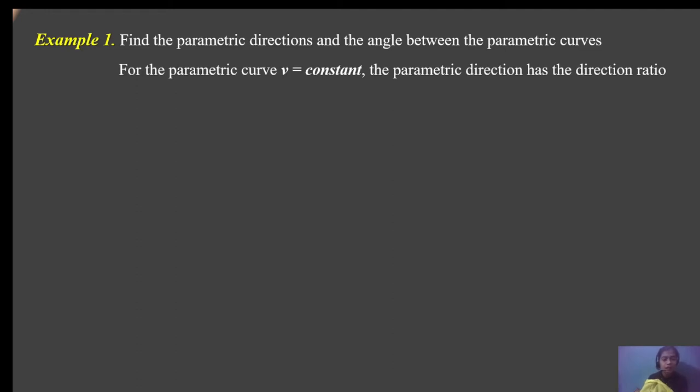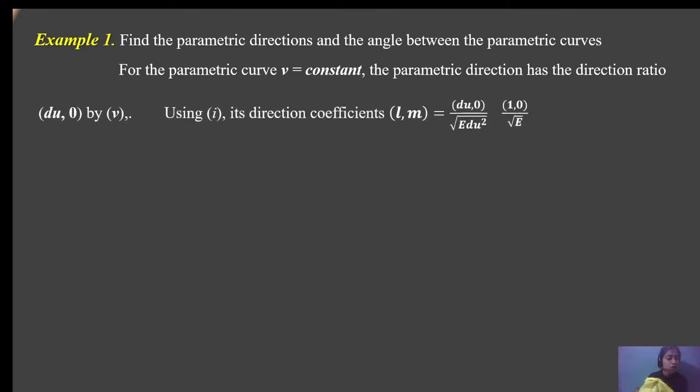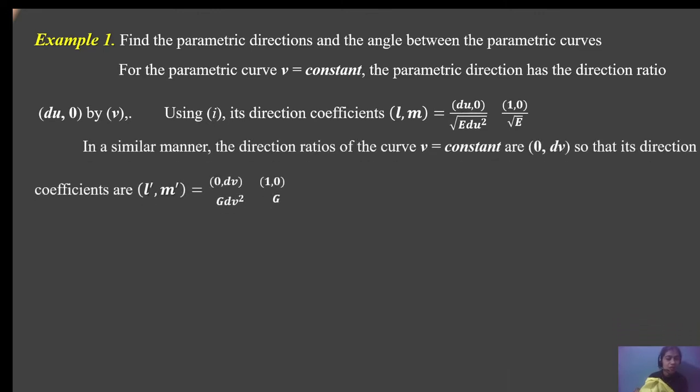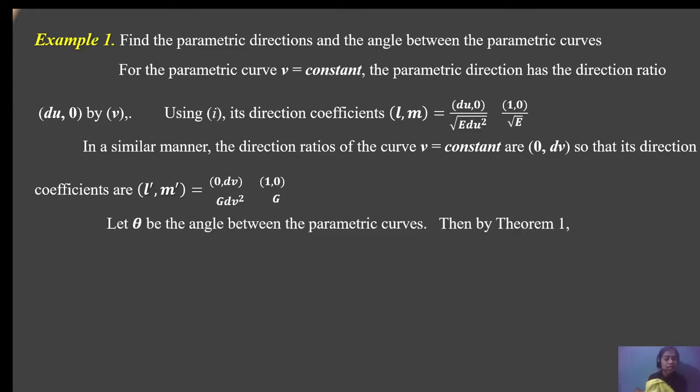For the parametric curves, v equals a constant, and the parametric direction has the direction ratio du, 0, using its direction coefficient in this form. Okay, l, m equals du, 0 over square root of E du square, because both of these terms will be cancelling, giving 1, 0 over square root of E. In a similar manner, the direction ratio of the curve u equals constant is 0, dv, so that its direction coefficient will be l dash, m dash equals 0, dv over square root of G dv square, that is 0, 1 over square root of G.